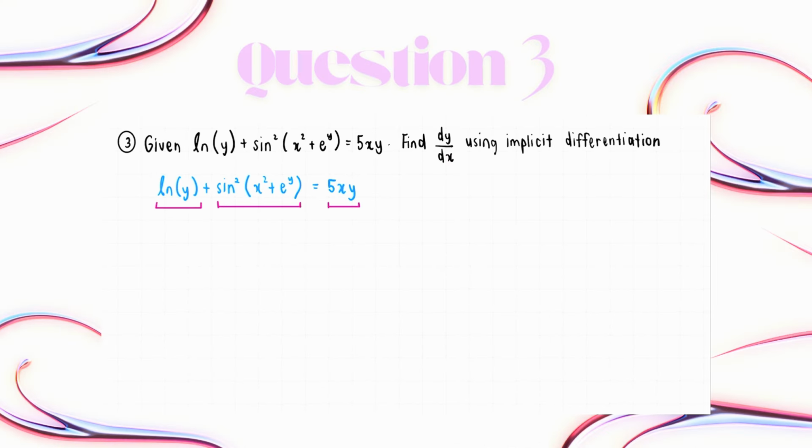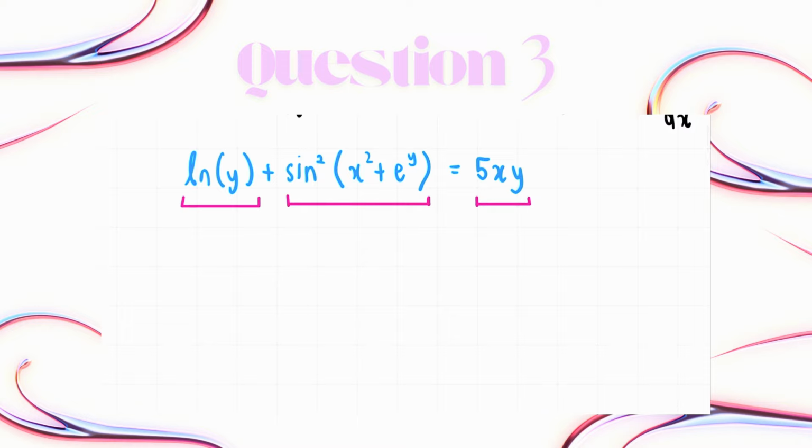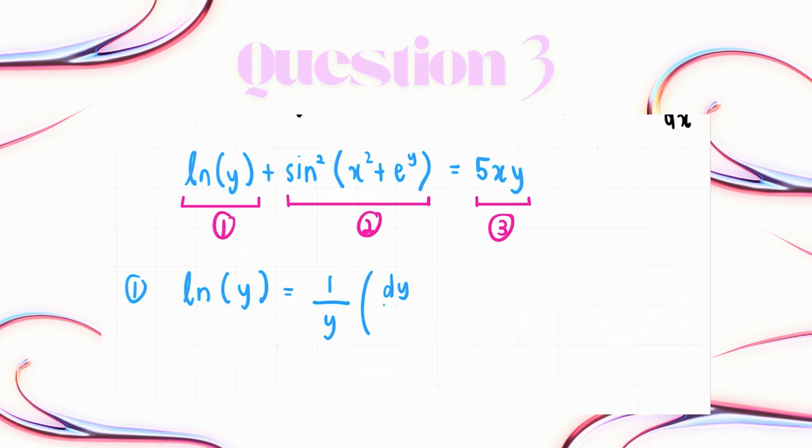Question number 3. Given ln y plus sine squared in bracket x squared plus e^y equals 5xy. Find dy/dx using implicit differentiation. First, we have to separate the equation into 3 different parts so it's easier for us to solve the question. First, we have ln y. When we differentiate ln y, it becomes 1 over y in bracket dy/dx.